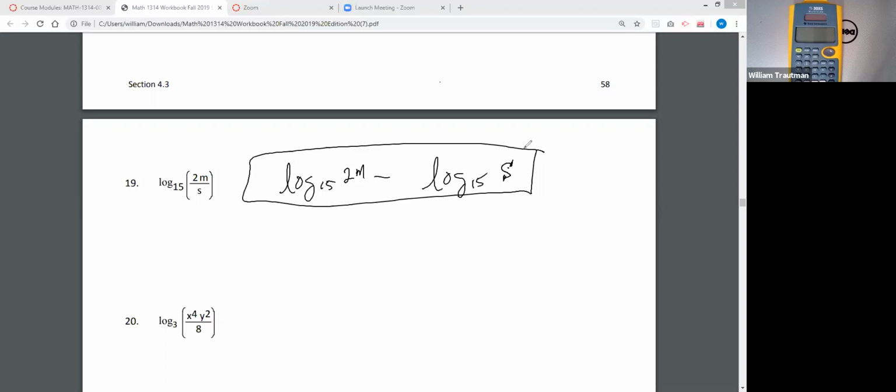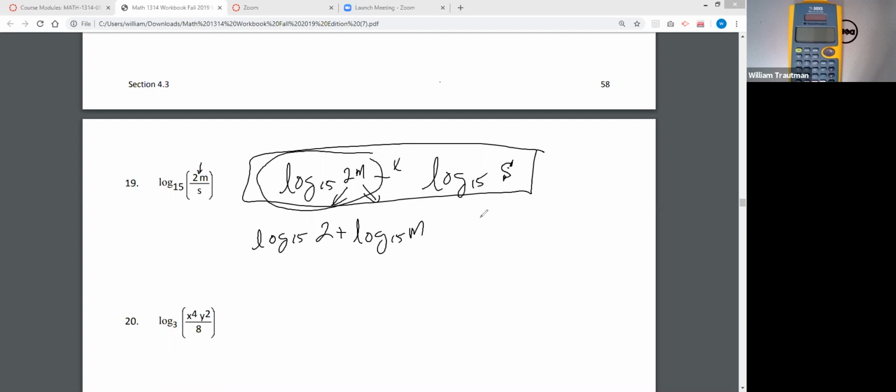Oh, sorry. There are three things. Look at that. That's multiplying. I still have multiplying here. I have to break that up. Multiplying means add. So this is log 15, log 15. We have a 2 here, and we have an m here. Do you see? We have to break this up into 2.